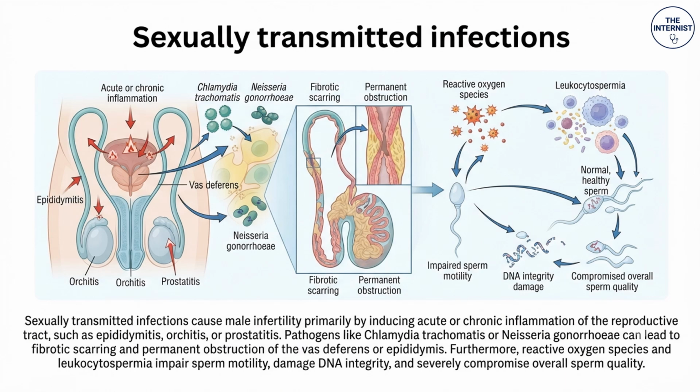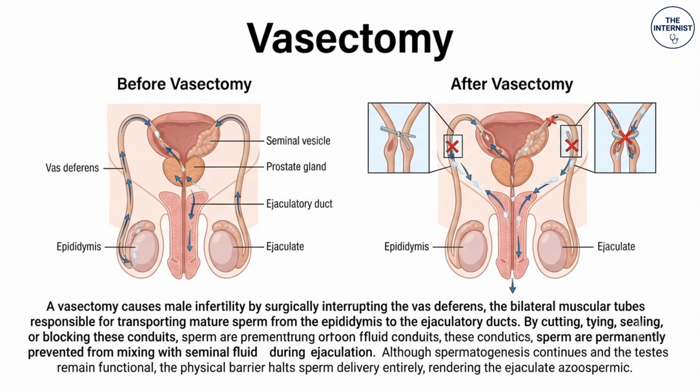A vasectomy causes male infertility by surgically interrupting the vas deferens, the bilateral muscular tubes responsible for transporting mature sperm from the epididymis to the ejaculatory ducts. By cutting, tying, sealing, or blocking these conduits, sperm are permanently prevented from mixing with seminal fluid during ejaculation. Although spermatogenesis continues and the testes remain functional, the physical barrier halts sperm delivery entirely, rendering the ejaculate azoospermic.